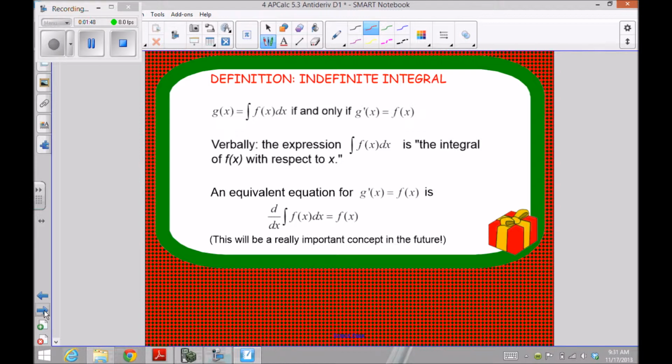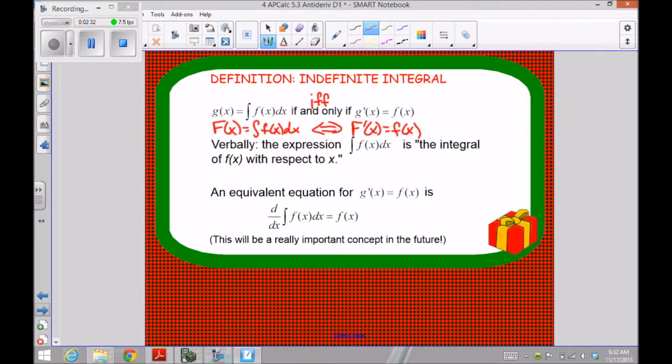When we look at an indefinite integral, a lot of the books will say g of x equals the integral of f of x dx, if and only if g prime of x equals f of x. Some books will use capital letters. They'll say capital F of x equals the integral of f of x dx, if and only if F prime of x equals f of x, and that type of symbolism. There's your if and only if with that symbol, or you could use this symbol right there. One of your books will have one of these two symbolisms.